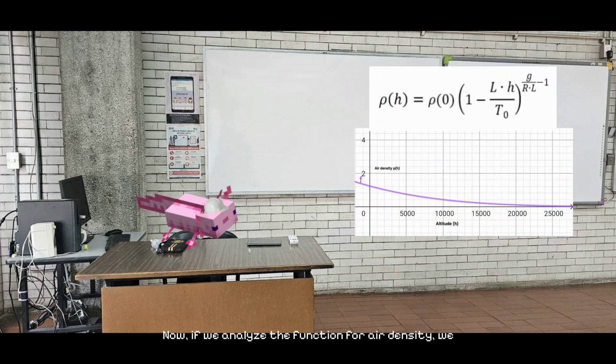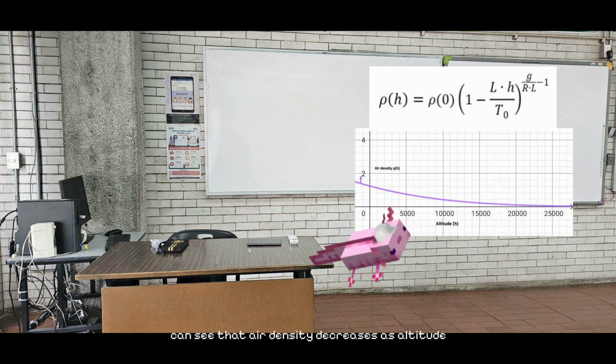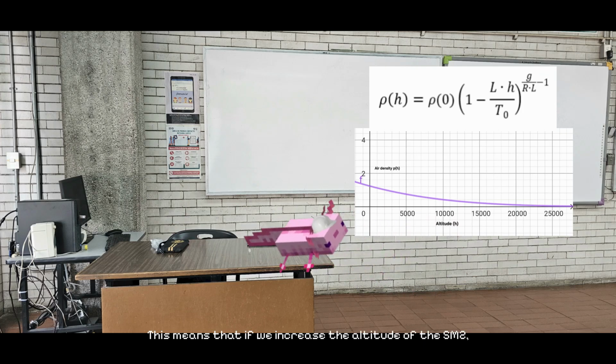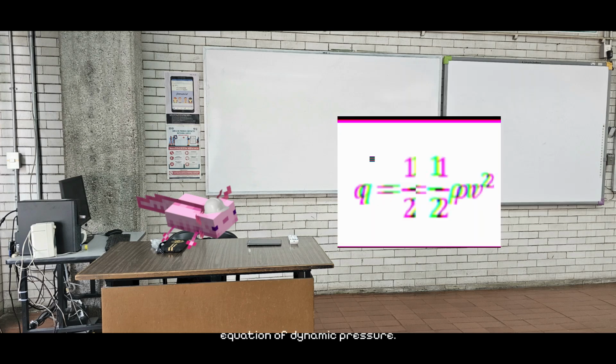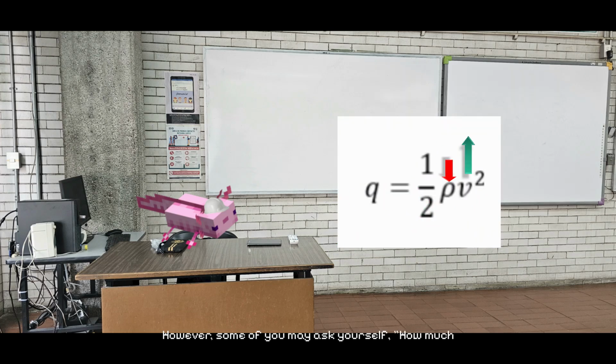Now, if we analyze the function for air density, we can see that air density decreases as altitude increases. This means that if we increase the altitude of the SM2, we should be able to go faster according to the equation of dynamic pressure. However, some of you may ask yourself, how much faster? Well, we can use the equation of dynamic pressure to get the theoretical velocity of the SM2 at a certain altitude by simply isolating the velocity in the equation, which is now expressed as such.